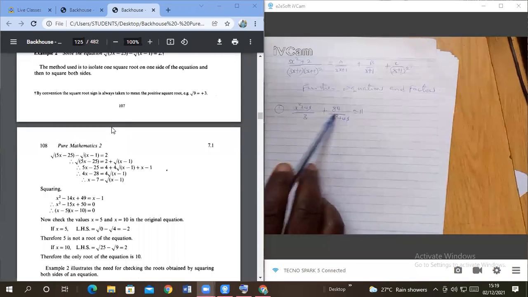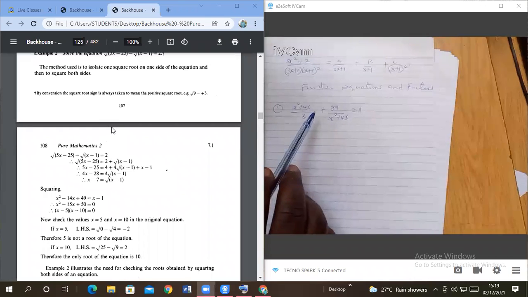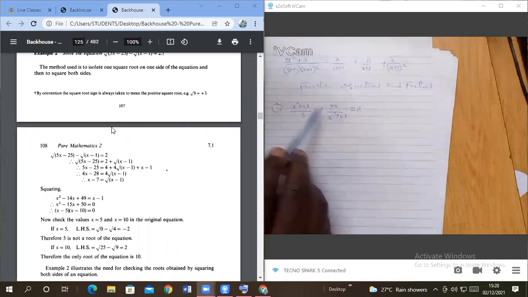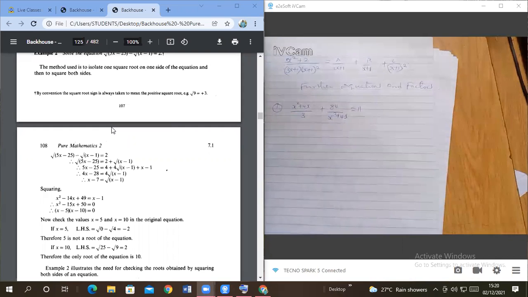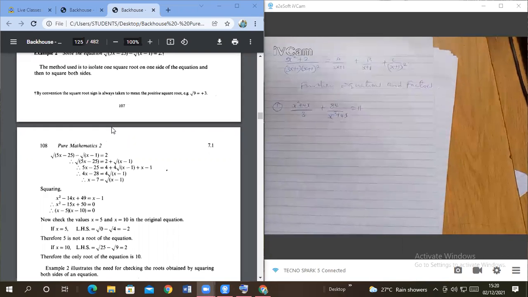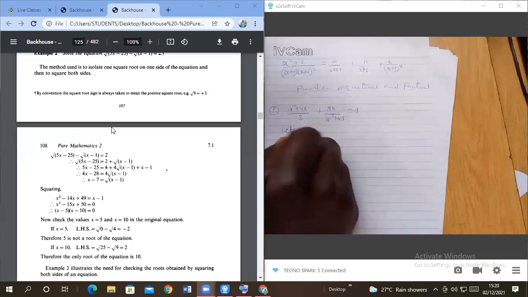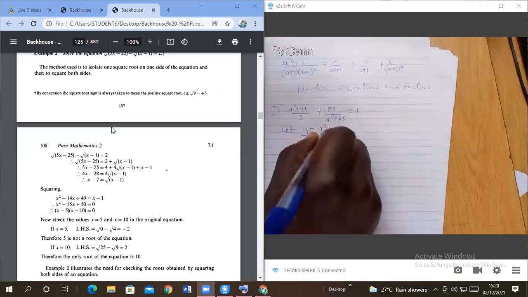Are you seeing my pen? Yes, sir. What do you see here? So they are the same, isn't it? Yes. Since they are the same, you let an unknown y stand for that x squared plus 4x, okay?